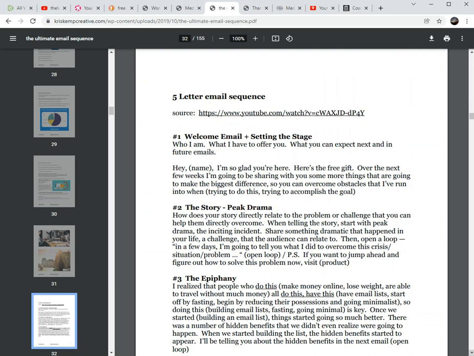So let's go over page 32 of the Ultimate Email Marketing Sequence Template Blueprint. This is the 5-letter email sequence. It's adapted from this YouTube link up here. So I am not taking credit for this. I've kind of taken this and maybe added some stuff for it, maybe even taken away some stuff. So the 5-letter email sequence, here we go.